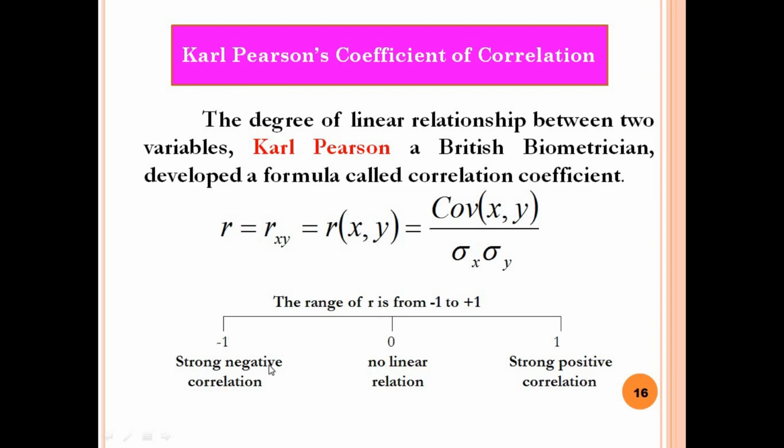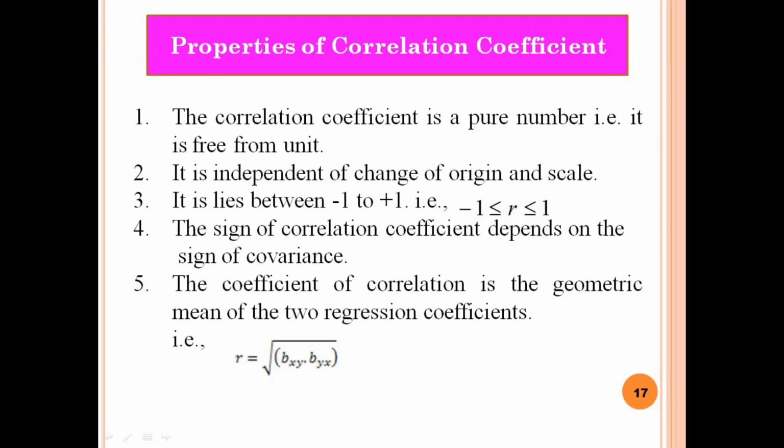Here you see this is -1, then 0 and 1. If -1, then there is strong negative correlation. If the values are 0, then there is no linear relation. And if 1, then we'll get strong positive correlation.